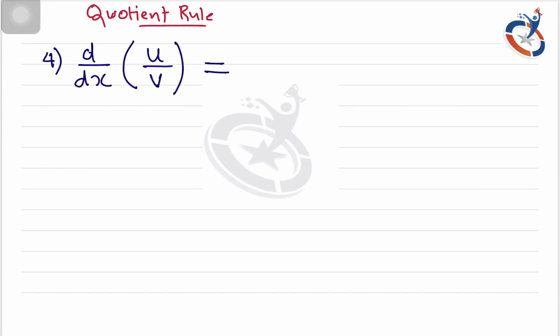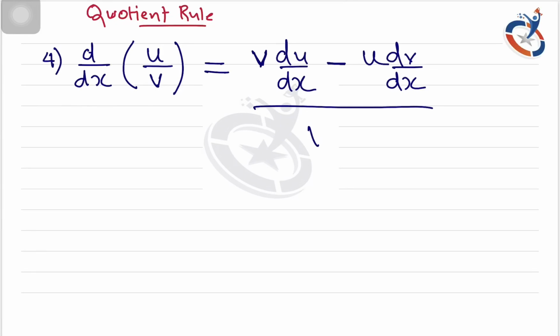The derivative of u upon v. Here we start with the denominator. It's v, the denominator, into the derivative of the numerator, minus the numerator into the derivative of the denominator, the whole upon the denominator square. The formula is v into the derivative of u minus u into the derivative of v, the whole upon v square. Clear? Right?